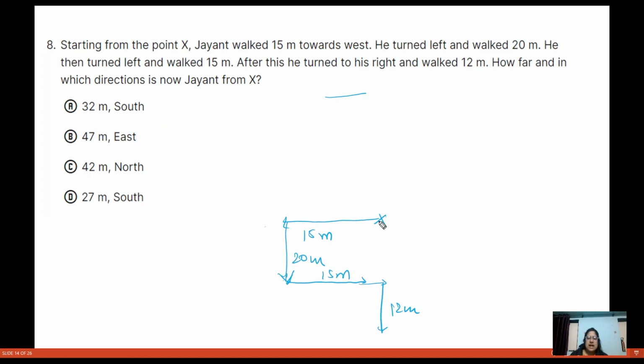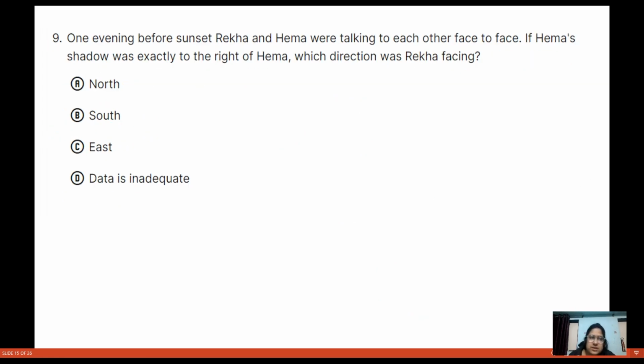So he started from here. He traveled 15 meter towards west. He turned left and walked 20 meter. So this distance is how much? This distance is 20 meter. This distance is 12 meter. So your answer is what? 32 meters south. Very simple question. These are the only kind of questions we get in this type of question. Fine, let's move on to the next question because there is not much to explain here.